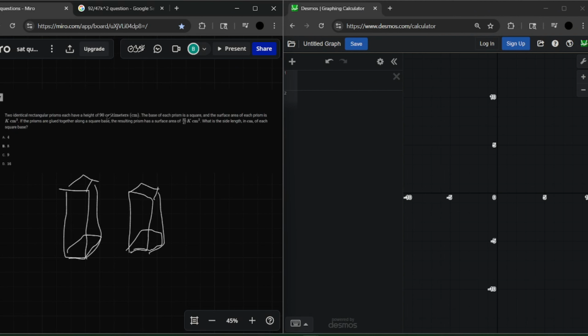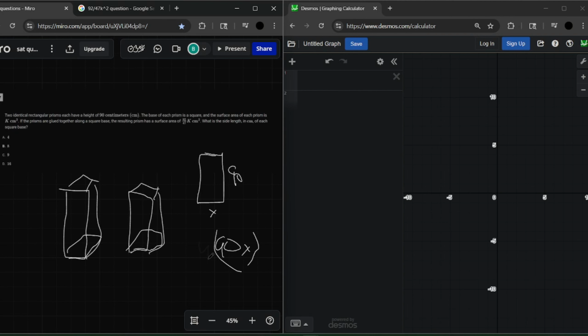The height is 90 for each rectangle. So this is a rectangle, and we're saying the height is 90. In this case, it could be interpreted as length or width. It doesn't really matter. Let's say this is the width and this is the length. So the length is 90 and the width is x. So the area would be 90x. But there are 4 rectangular sides on the prism: the front, the back, and the 2 sides, because the top and bottom are squares.